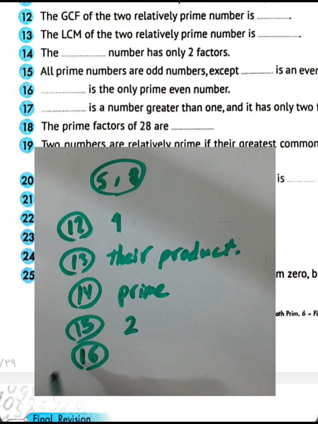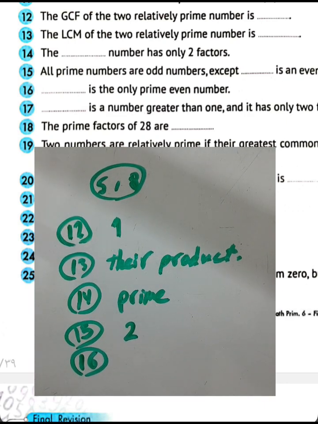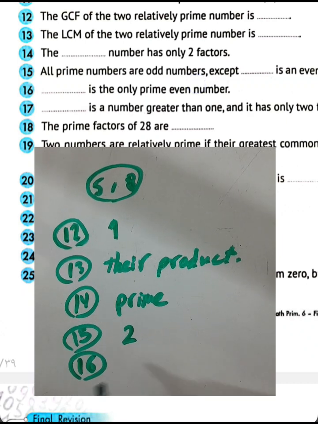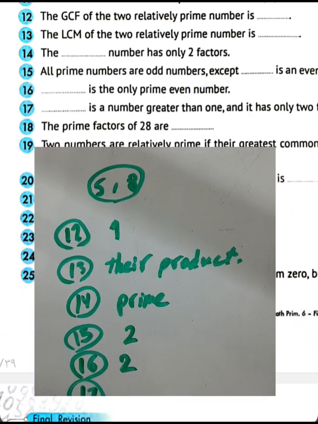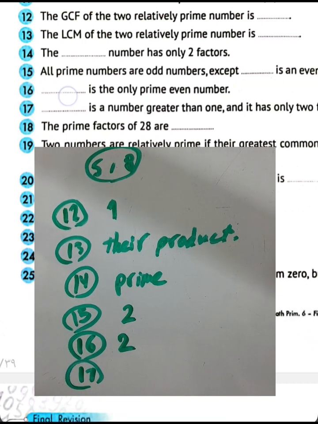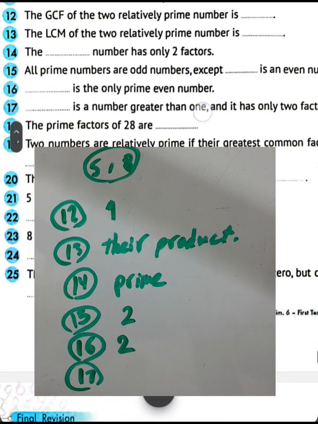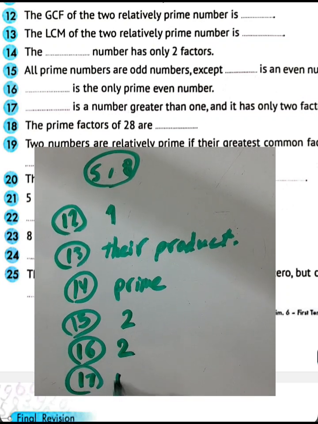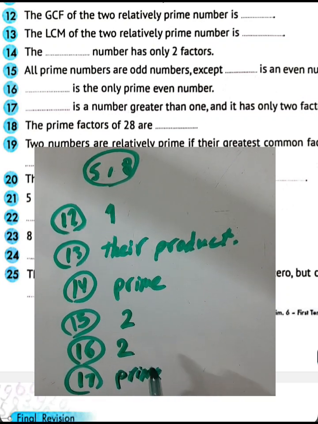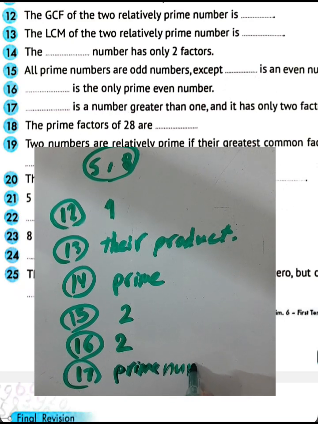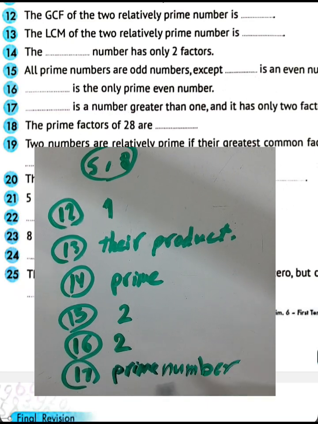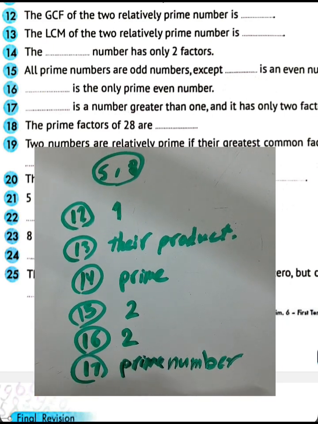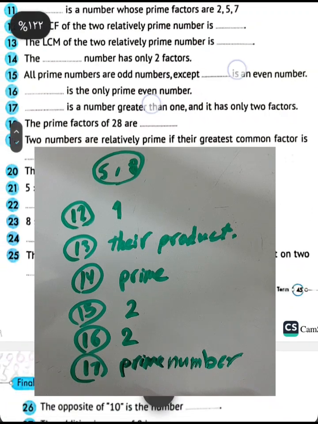Question 16. The only prime even number is 2. Question 17. A prime number is a number greater than 1 and has only 2 factors.